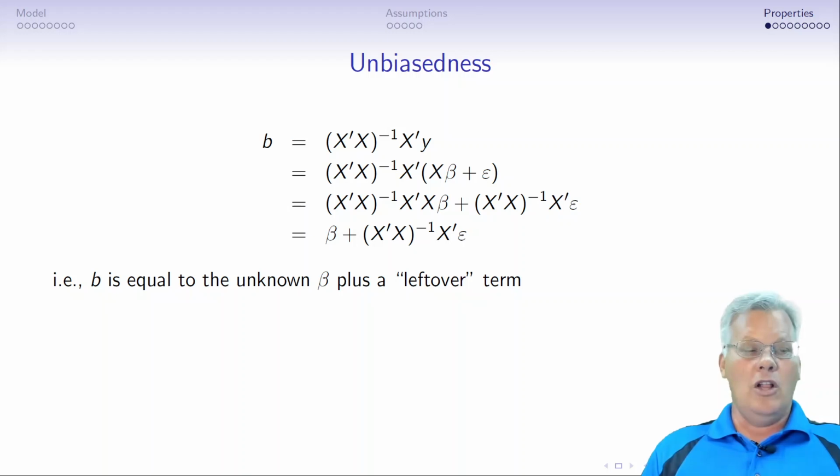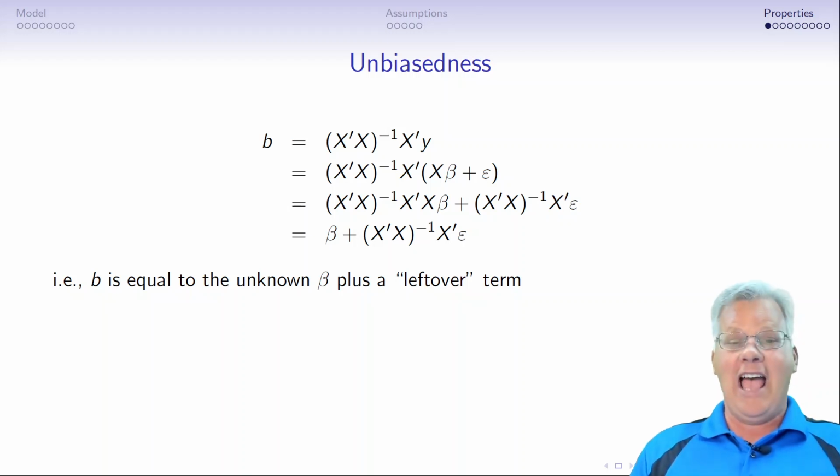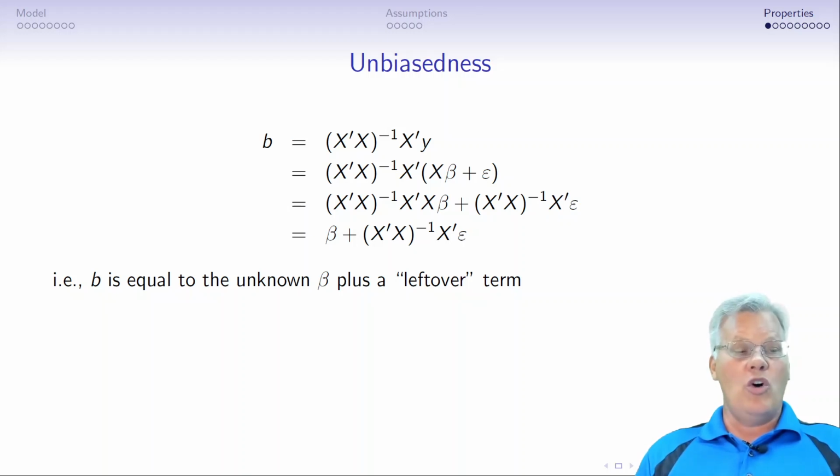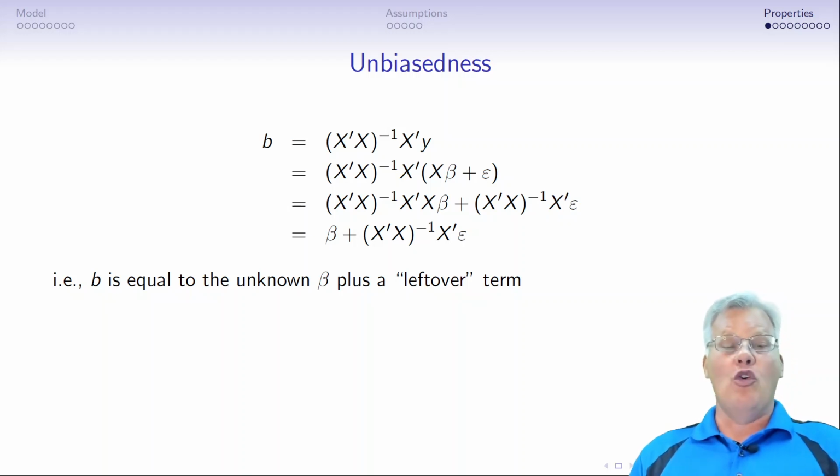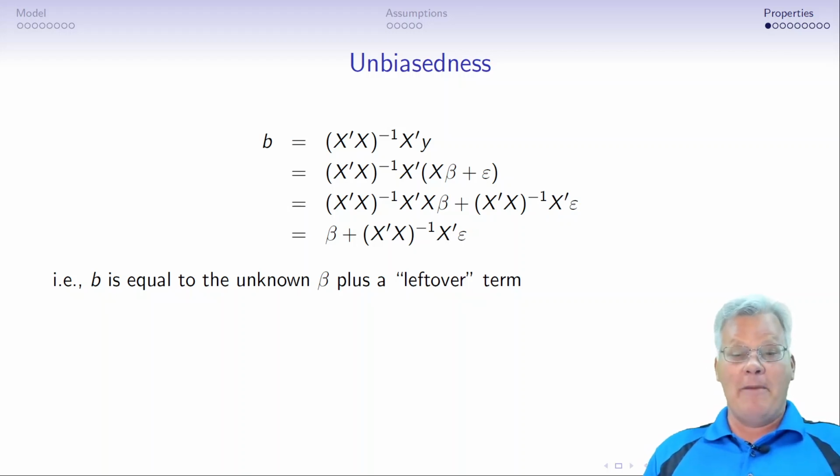And this is how a lot of the proofs are going to go in this class. What we're going to do is we're going to start with the algebraic result, and through a little bit of manipulation I've shown B. Starting with B, I show that B, the OLS estimator, is equal to beta, the true unknown value, plus this leftover or junk term. So here the junk term or leftover term is x prime x inverse x prime epsilon.